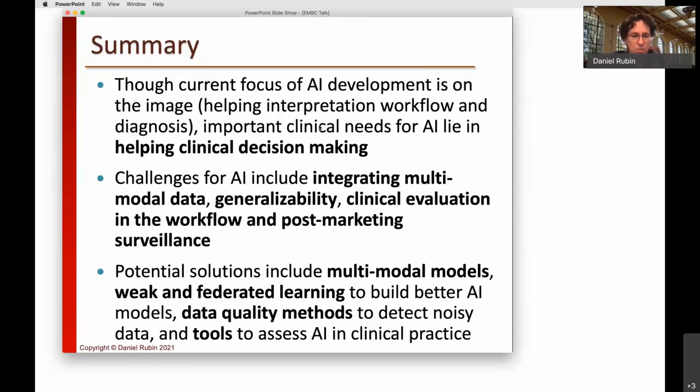And no matter what you do, at the end of the day, you need to evaluate your model in the actual clinical workflow and monitor it in order to assess how well it's working. And there are tools that are being developed, at least we are working on, and hopefully others will develop, to facilitate doing this in the real world workflow.